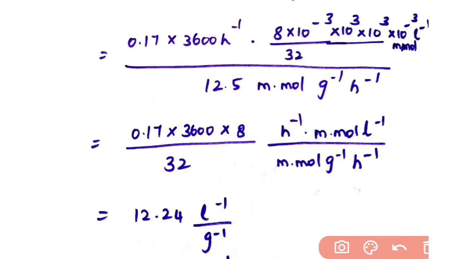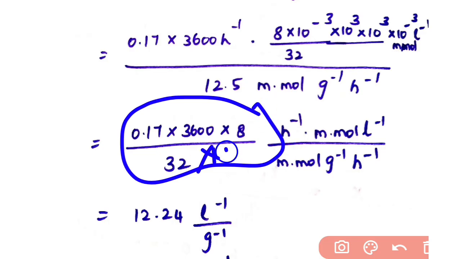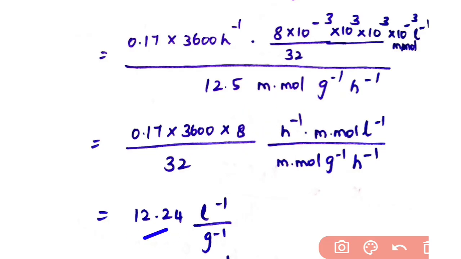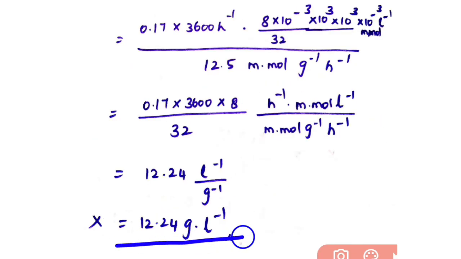So you will get 0.17 × 3600 × 8 divided by 32 × 12.5. If you simplify this, you will get 12.24. So the answer is 12.24. Here millimole cancels out, and hour cancels out, leaving L⁻¹ and g⁻¹. So you can write X is equal to 12.24 gram per liter.